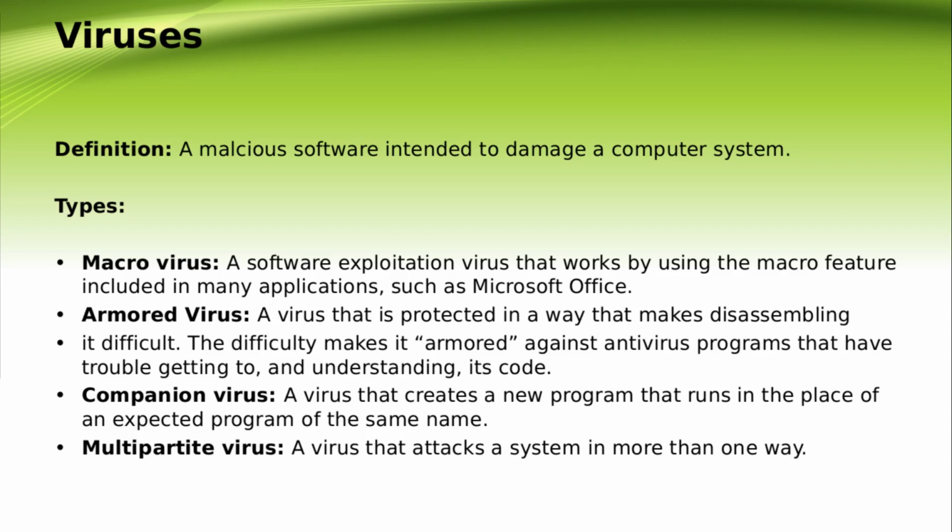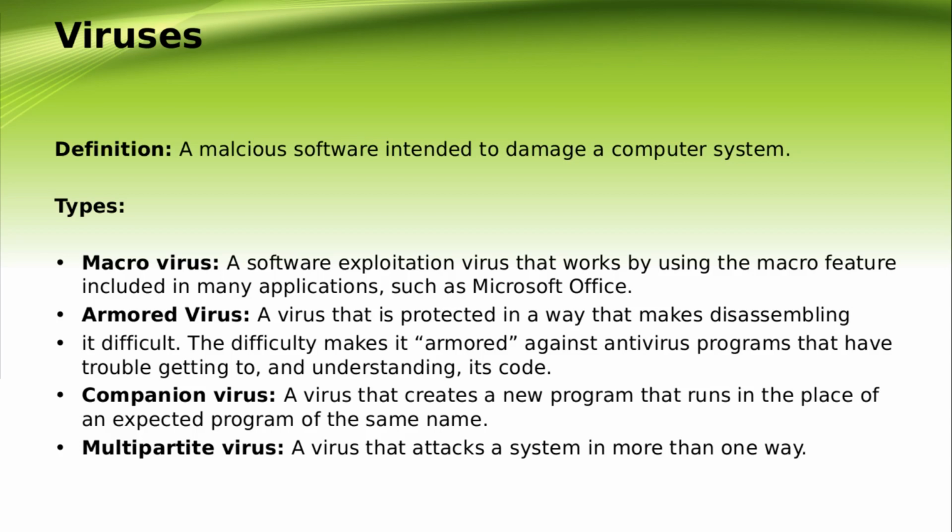Armored virus: a virus that is protected in a way that makes disassembly difficult. The difficulty makes it armored against antivirus programs that have trouble getting to and understanding its code. Companion virus: a virus that creates a new program that runs in the place of an expected program of the same name. And then the multipartite virus infects executable files and also attacks the master boot record of the system. If the boot sector is not cleaned along with the infected file, the file can easily be infected again.